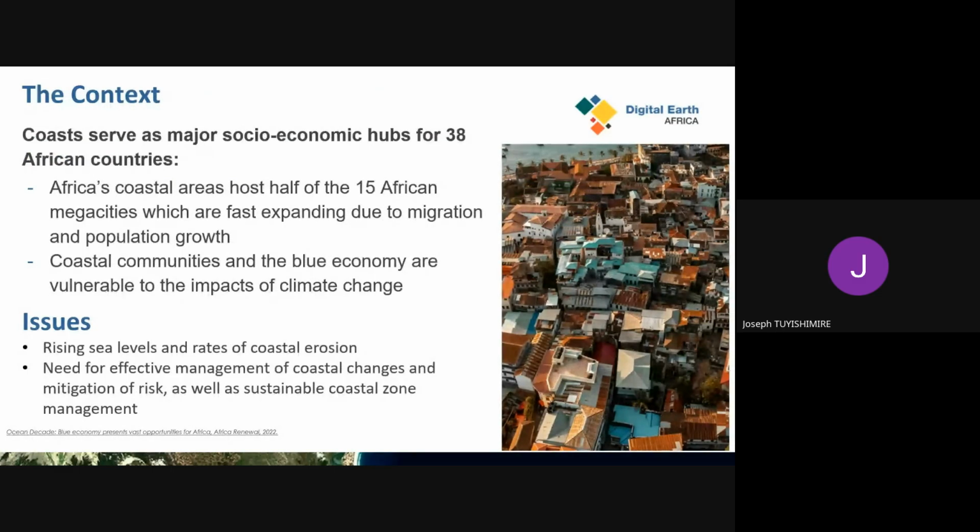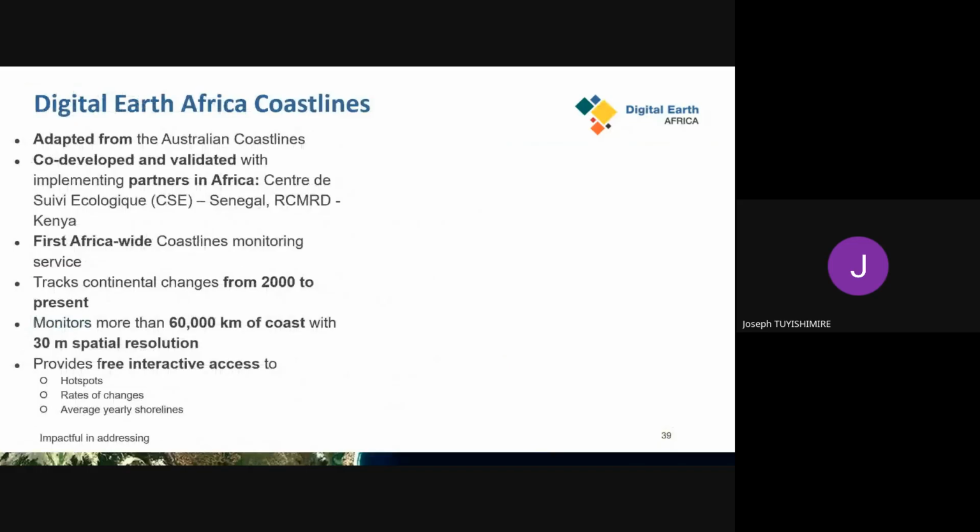And of course, we tried to understand how we can inform trends on the coastlines, just to make sure that you minimize the impact of climate change, which is that of the sea level rising, even the coastal erosion.